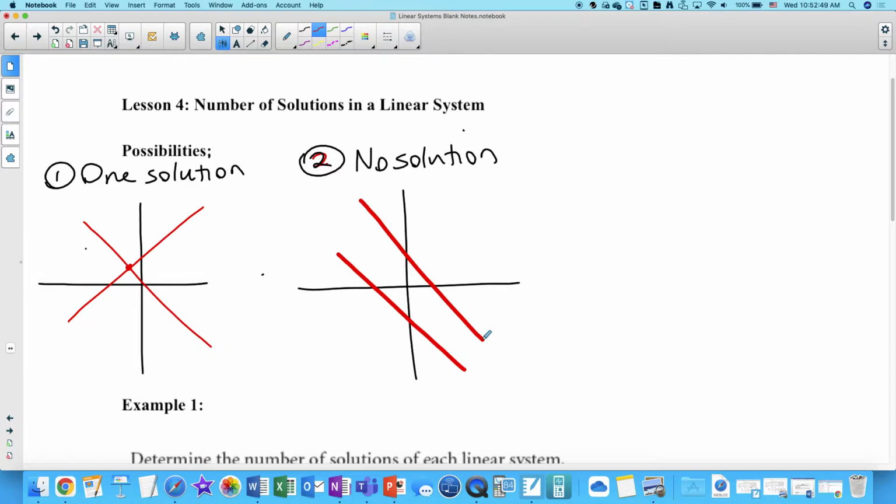Oh, that doesn't look right, hold on. I gotta fix that. Okay, I'm gonna do this right head on. Okay, there we go. That's a little better.